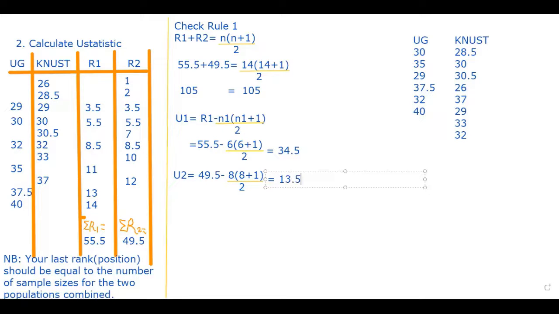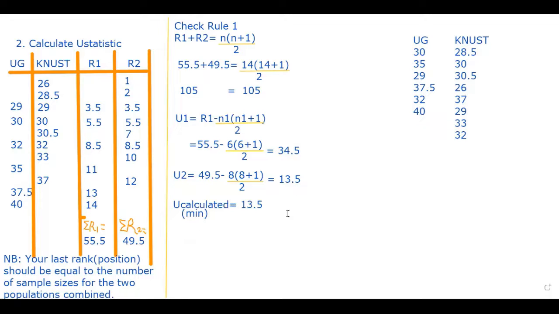13.5. And I said you choose one U to be your U calculated. Which criteria are you going to use to select your U? You choose the minimum one. So the minimum one, right? Yes. Therefore, U calculated or U statistic is 13.5. That's the minimum one. Choose the minimum one. When you compare U1 and U2, the minimum one can be U2 or U1. Let me write it here.